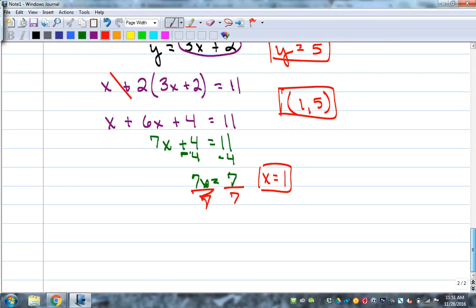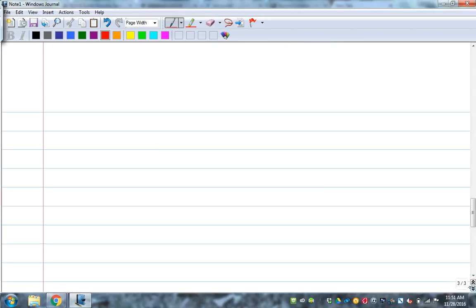Let's look at another. Example E. Negative 2x plus y is equal to negative 3. And then the second equation is x equals negative 3y plus 5. What did they give us? They gave us the stuff that x is equal to.